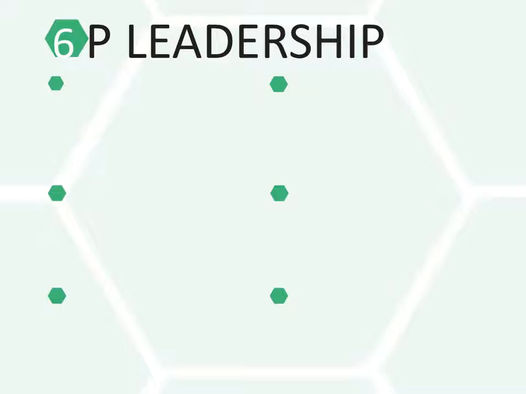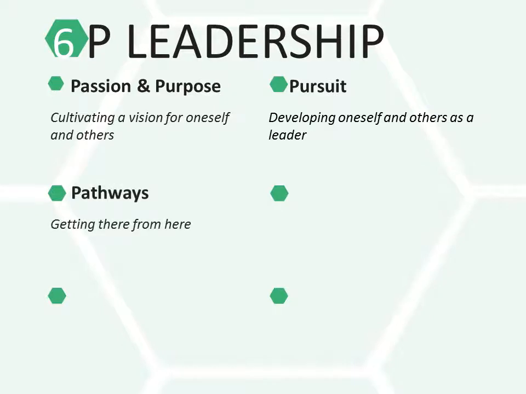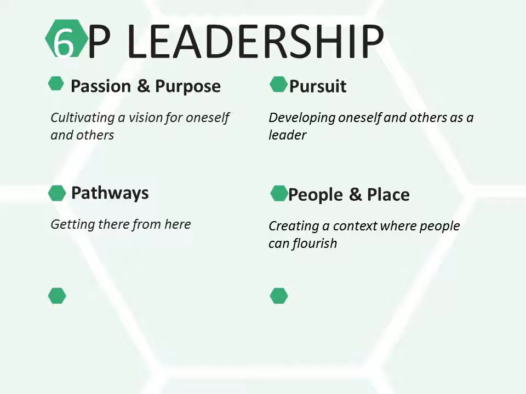Leadership is a very complex topic, and we developed the 6P leadership framework as a way of describing 6 critical aspects of effective leadership. The 6 aspects are passion and purpose, pursuit, people and place, pathways, problem solving, and positive persuasion. Each of these 6 aspects is tied to certain behaviors that frequently crop up in leadership situations, like managing the performance of a large team, making strategic decisions, connecting with a key audience, or uncovering an exciting new opportunity.